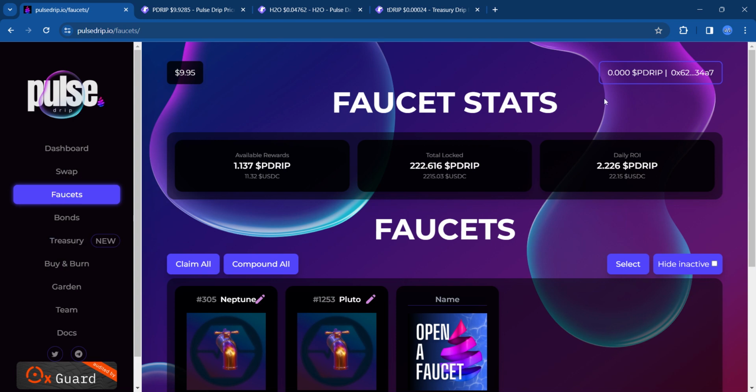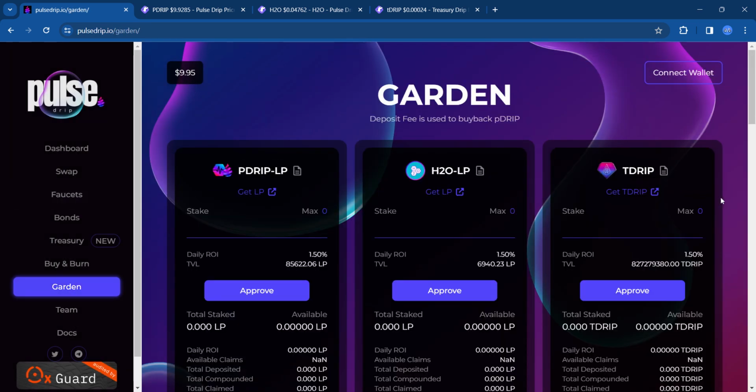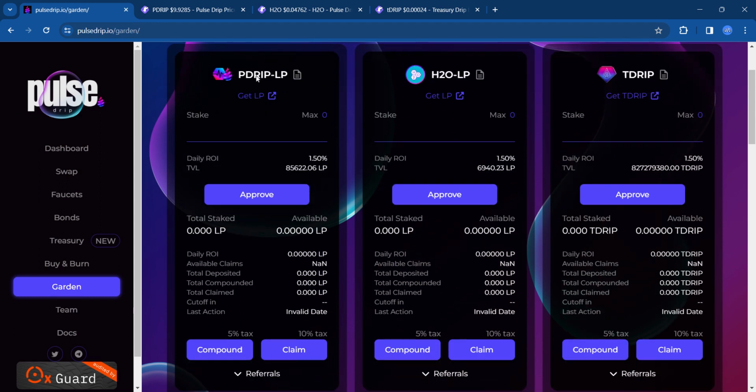And remember, with the garden, you have all these positions that you can consider as well. With the H2O LPs, you got T-Drip here. This is almost pretty much a guaranteed slam dunk with this Treasury drip because the team put a huge bag of T-Drip in here for this TVL. So pretty much a slam dunk if you choose to stake here and approve it.